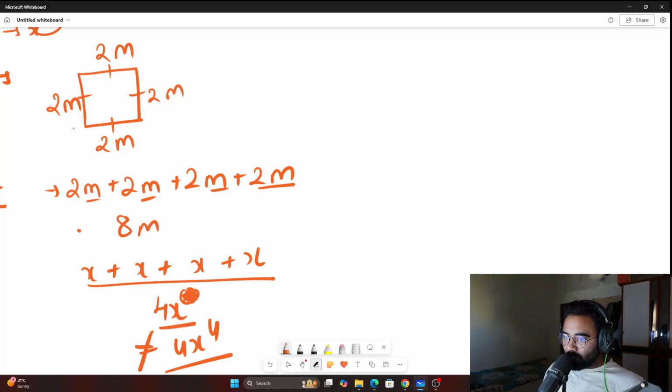So by the same logic, 2 plus 2 plus 2 plus 2, all of them are in meter. That gives you 8 meter and not 8 meter to the power 4. Now let us come to the area side.